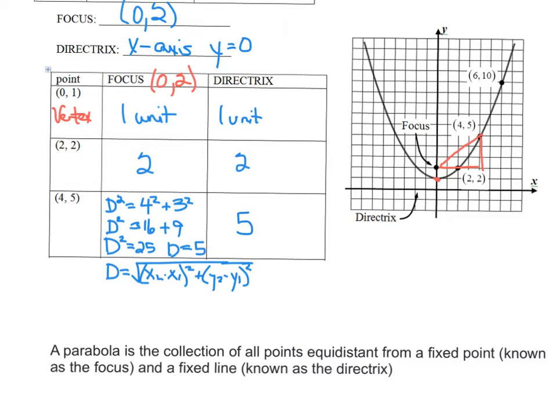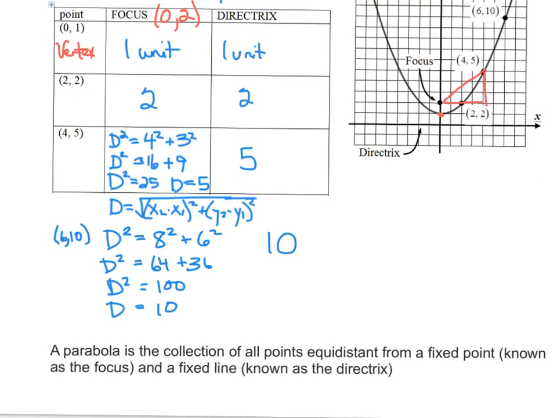Now what I'd like you to do is pause the video and work on the last point yourself. In your notes, it's in the table. 6, 10 is the last point that we're going to look at. Find the distance from 6, 10 over to the focus. Also find the distance from 6, 10 down to the directrix and see if they match.